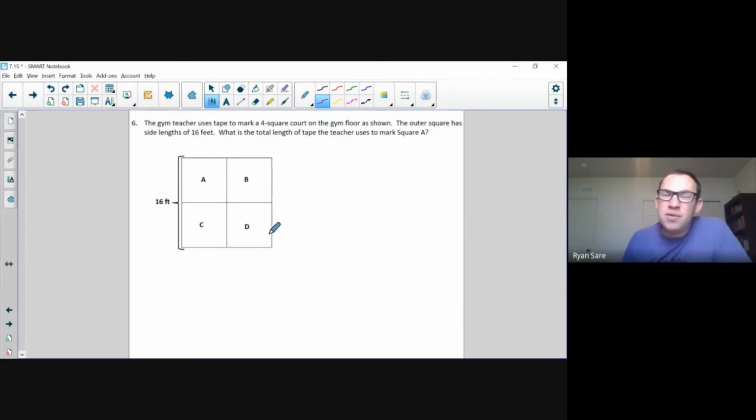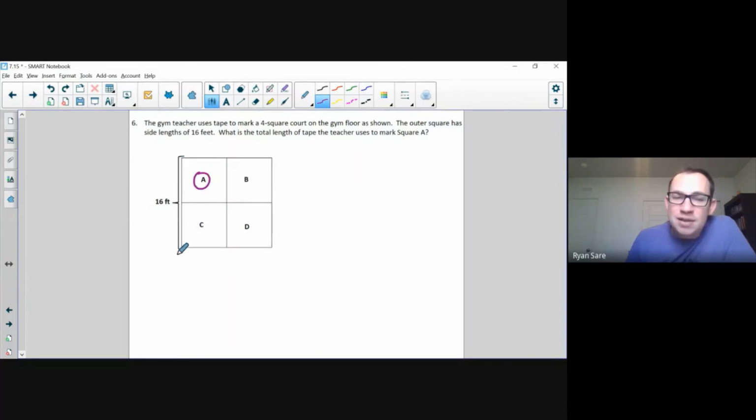Okay, we're going to skip to one of these harder questions where we really have to pay attention to what it's asking and what that means. The gym teacher uses tape to mark a 4-square court on the gym floor as shown. The outer square has a side length of 16 feet. What is the total length of tape the teacher uses to mark square A? So we're not looking at the full square. We're not looking at how much tape they used to mark off the entire court. We're just looking at how much tape did they use for square A.